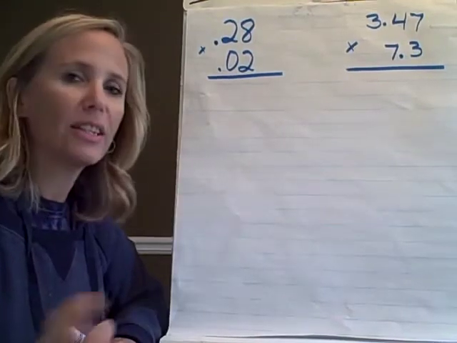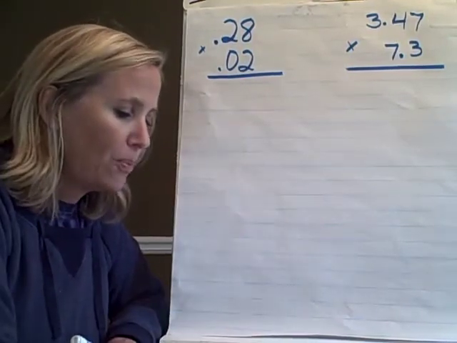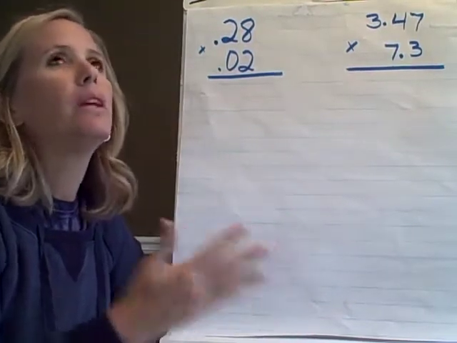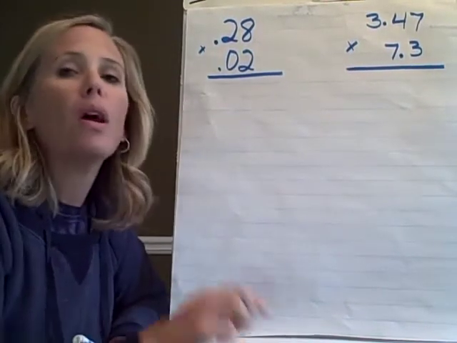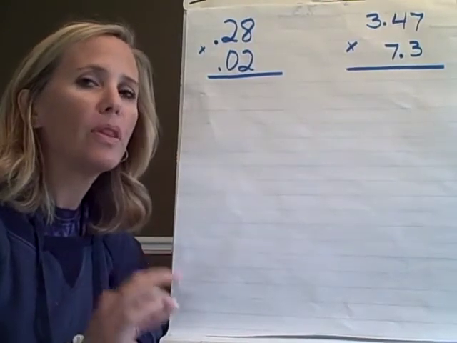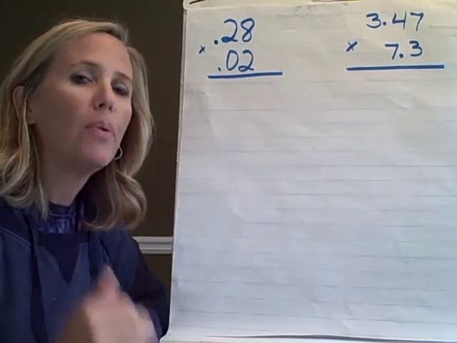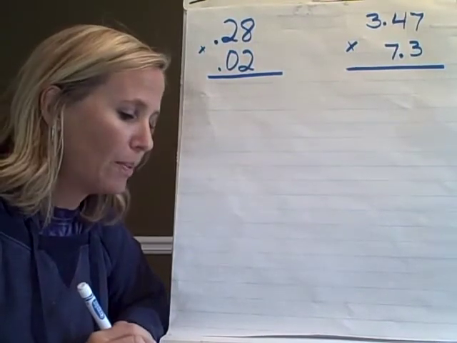All right, let's look at the steps. Step 1, line up the problem vertically. You're used to that. Please, please, please, you might want to put a note: put the number with the most digits on top, even if it's the smaller number. Put the number with the most digits on top.